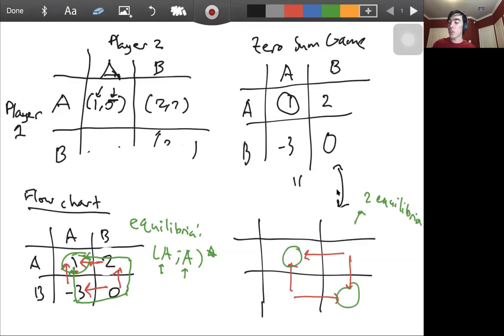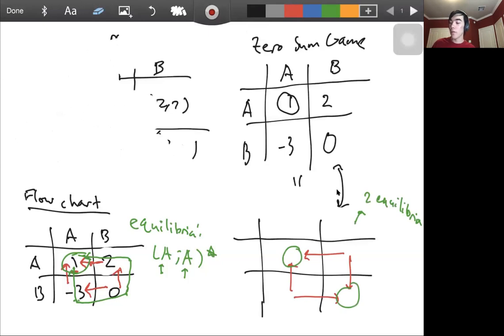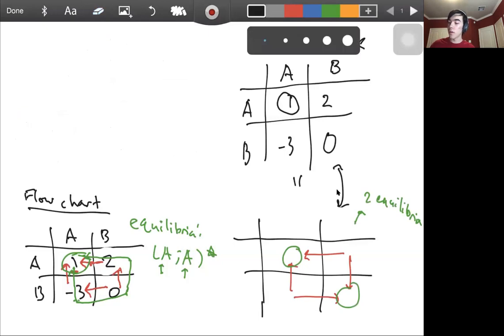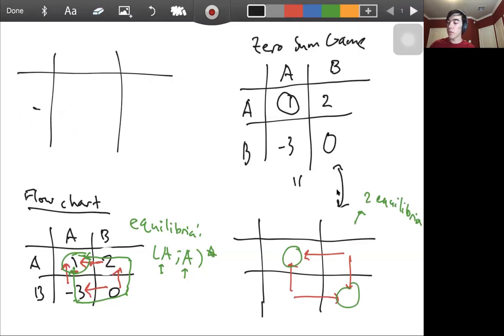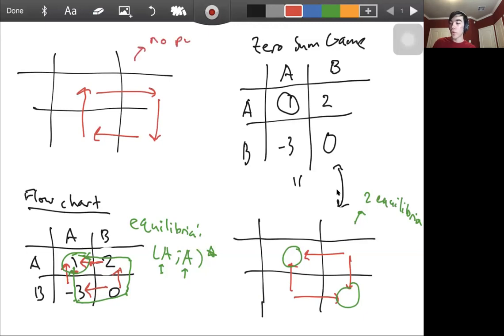But there's even a situation where you don't have any equilibria following this flowchart method. And that case is when you have arrows going in a cycle like this. Here, no matter how you follow the arrows, you're going to keep moving over and over. You never fall into a stable spot. So this is a situation where we have no pure equilibria.